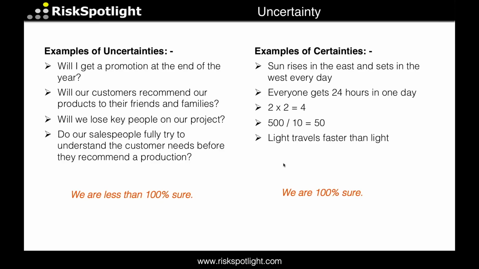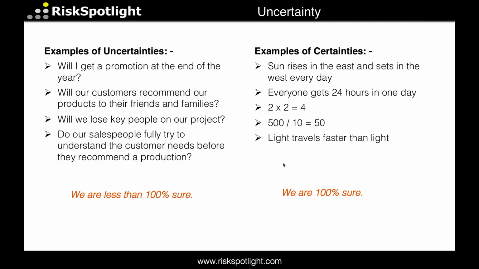While certainty is where we are 100% sure, so there is no ambiguity, there is no doubt. Examples of uncertainties may be: will I get a promotion at the end of the year? Will our customers recommend products to their friends and families, and help us increase the sales of our product? If we are running a project, one of the uncertainties could be: could we lose some of our key people while we are on the project, which may then end up delaying the project timelines?